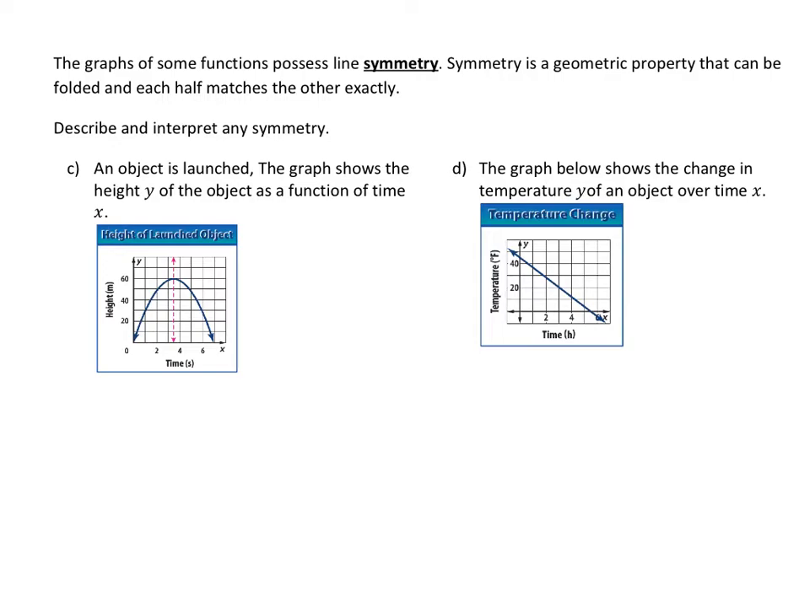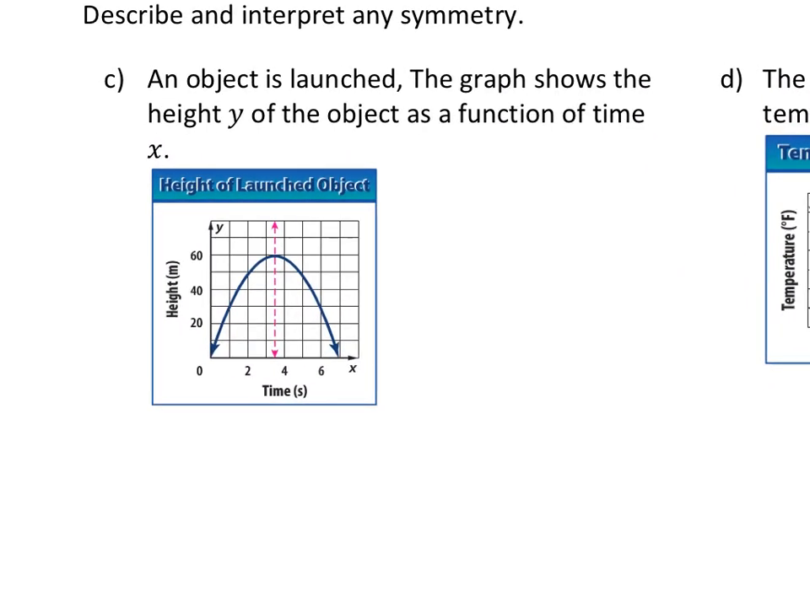The graphs of some functions possess line symmetry. Symmetry is a geometric property where a figure can be folded and each half matches the other exactly. Describe and interpret any symmetry. Letter C. An object is launched. The graph shows the height y of the object as a function of time x.